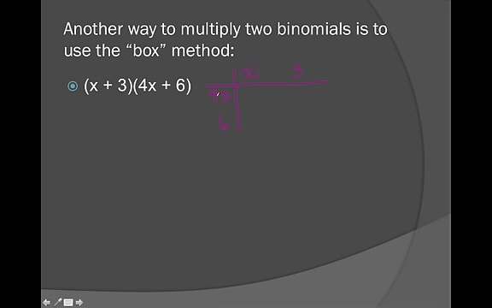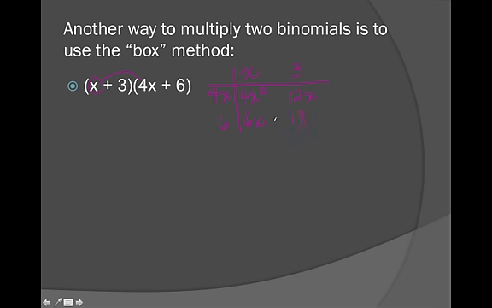So to multiply, I'm multiplying 4x by x. It's the same thing I would have done here, x by 4x. So 4x by x is 4x squared. I'm multiplying 4x by 3. That's the 4x by 3. So that's 12x. Here I've got x times 6, that one, so 6x. And I'm going to multiply 3 by 6, this one here, so 18.